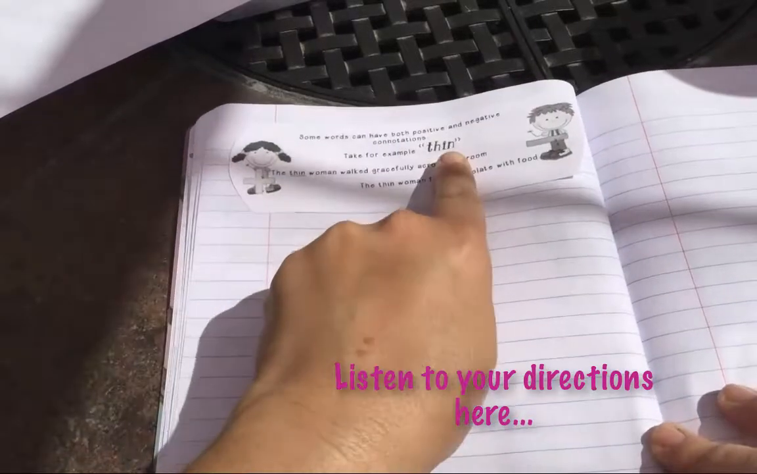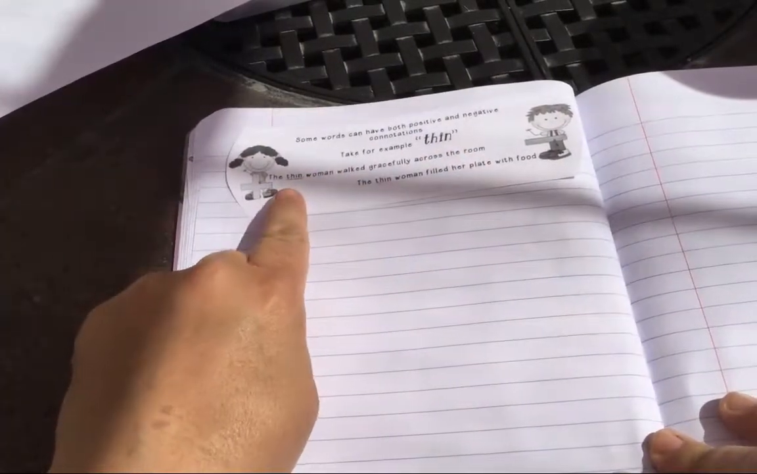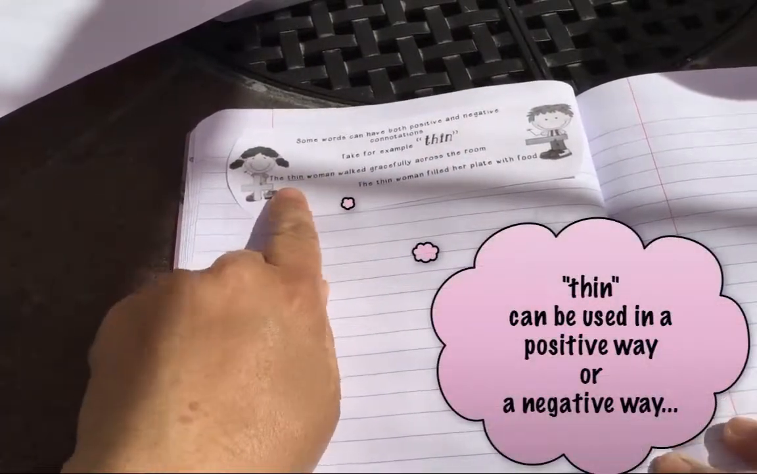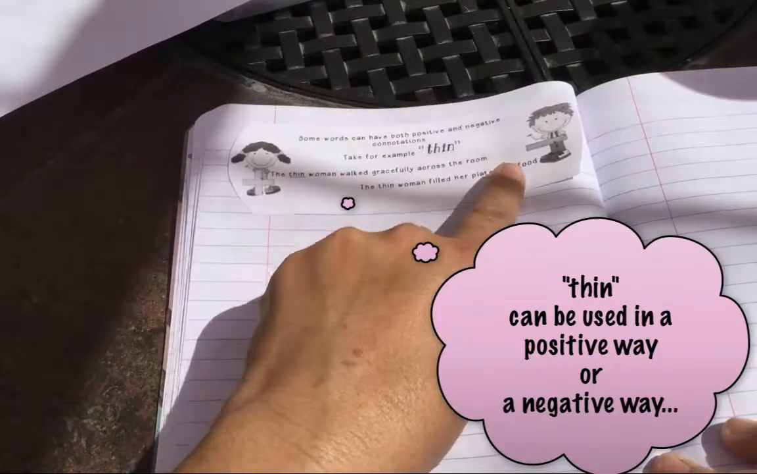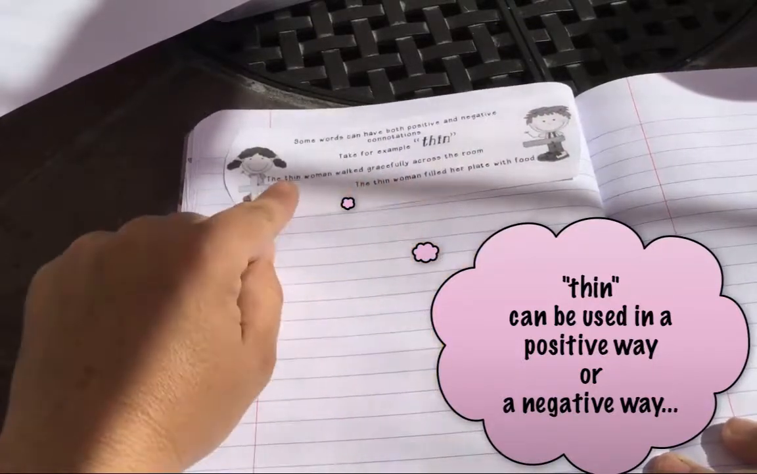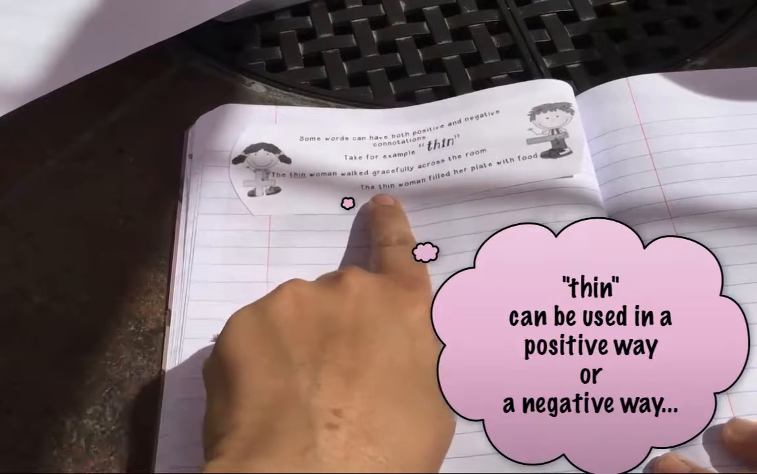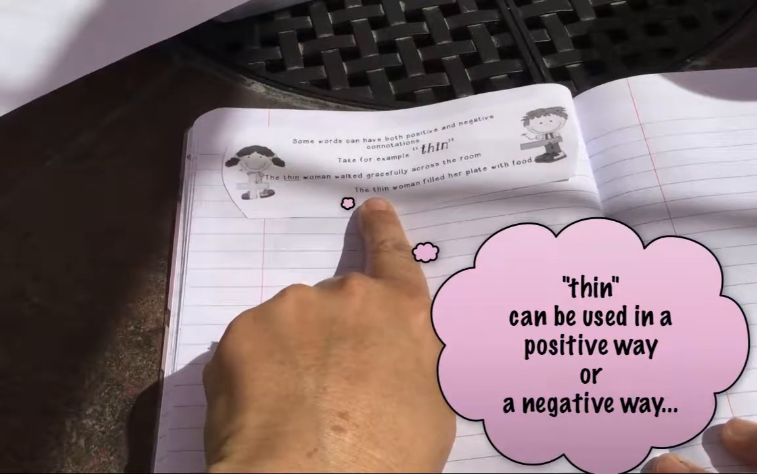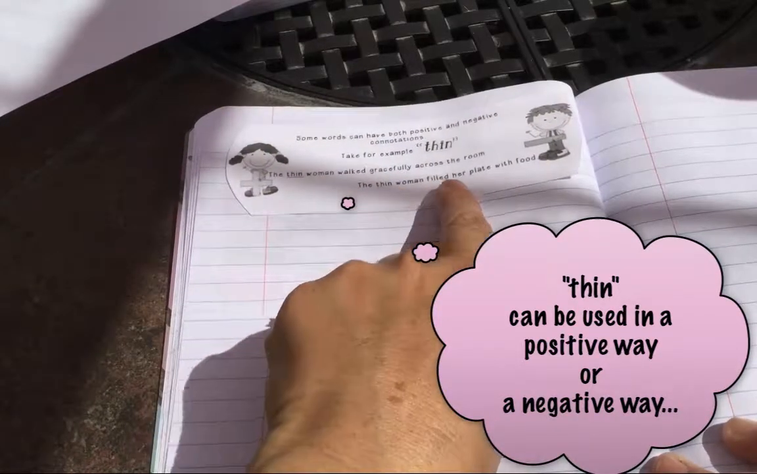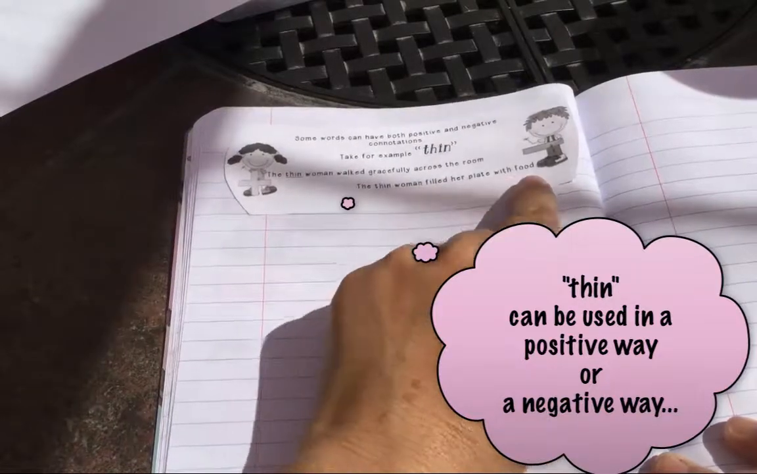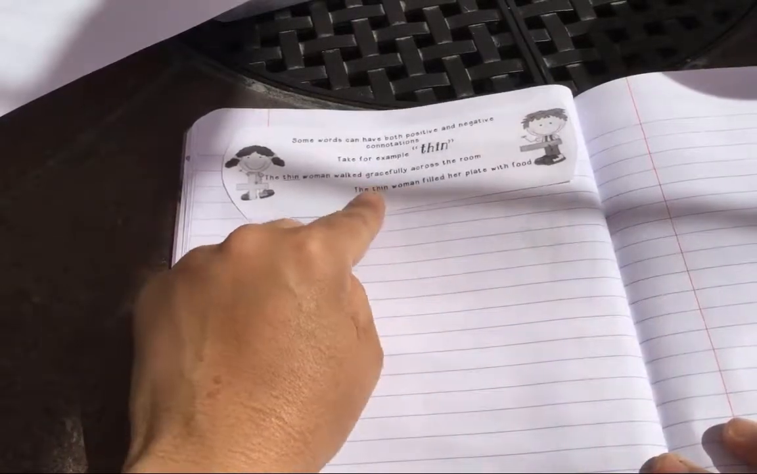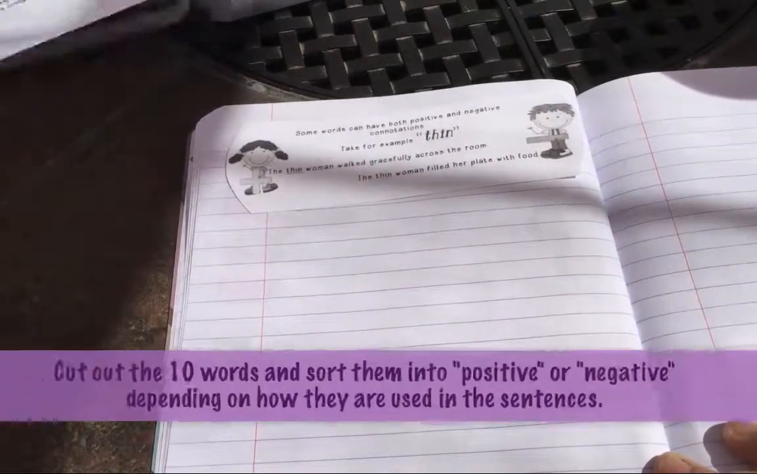Here's an example, the word thin. A positive use of the word thin might be, the thin woman walked gracefully across the room. So we're calling her thin in a positive way. A negative use of the word might be that the thin woman filled her plate with food. So we're implying that she needs to fill her food because she's thin in a negative way.